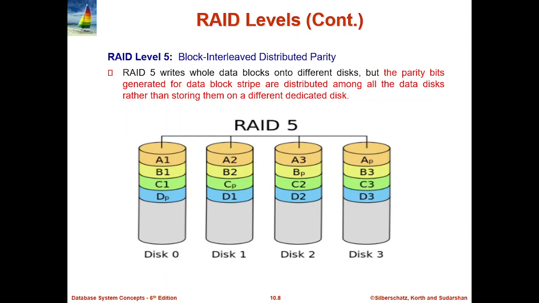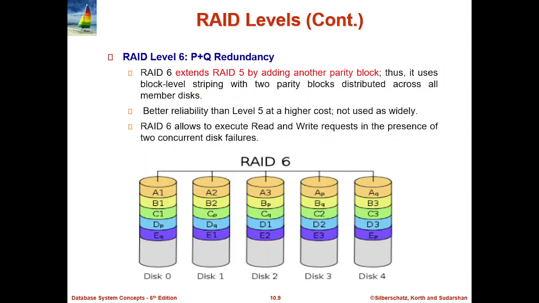Block interleaved distributed parity. RAID 5 writes whole data blocks onto different disks, but the parity bits generated for the data block stripe are distributed among all the disks rather than storing them on a different dedicated disk. So you can understand the concept from the block diagram.